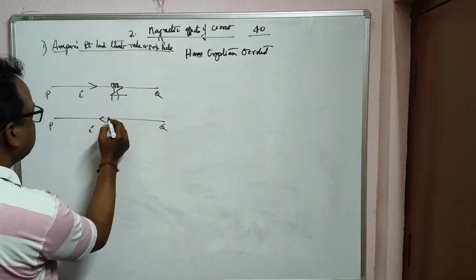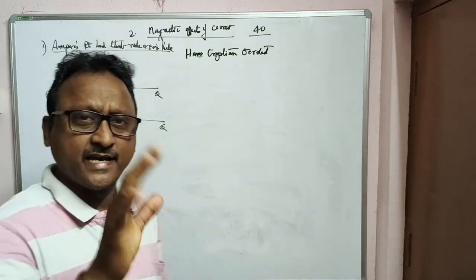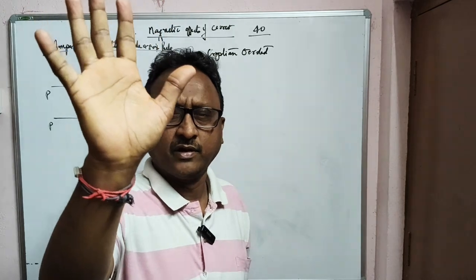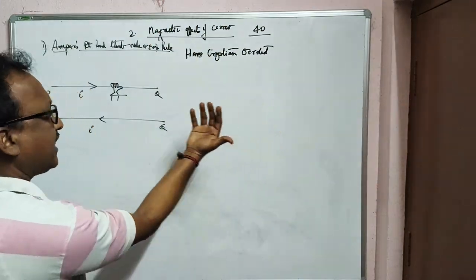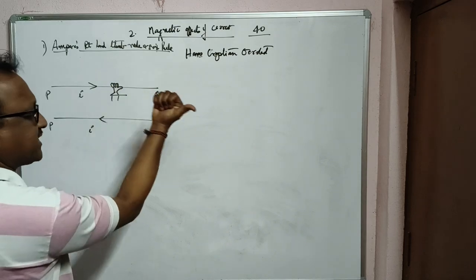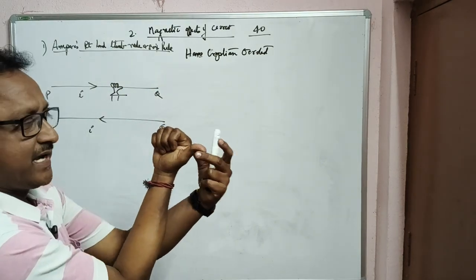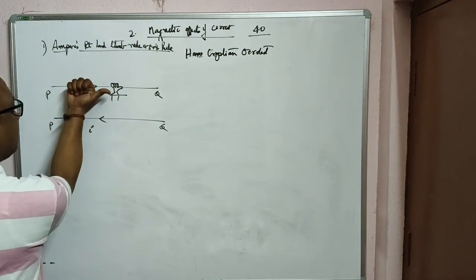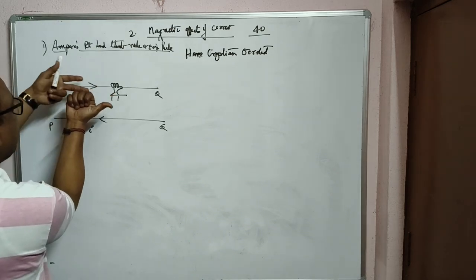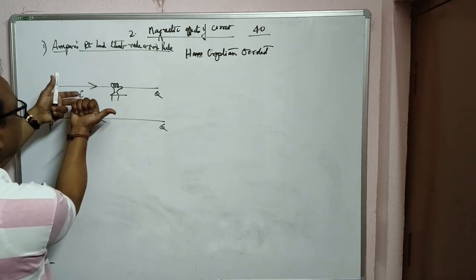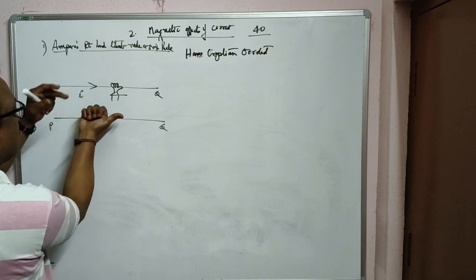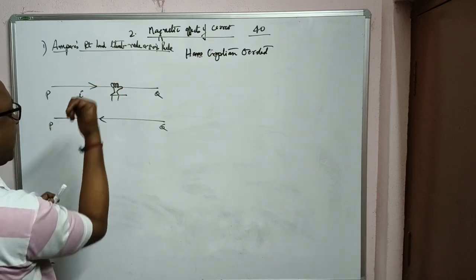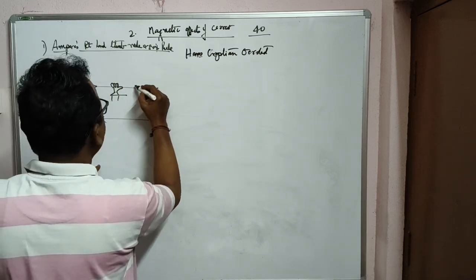This is your right hand. Now what he is saying is the right hand thumb rule. See here. Catch hold of the conductor carrying current in such a fashion that the thumb indicates the direction of current, and the remaining curling fingers indicate the magnetic field direction, according to the rule.